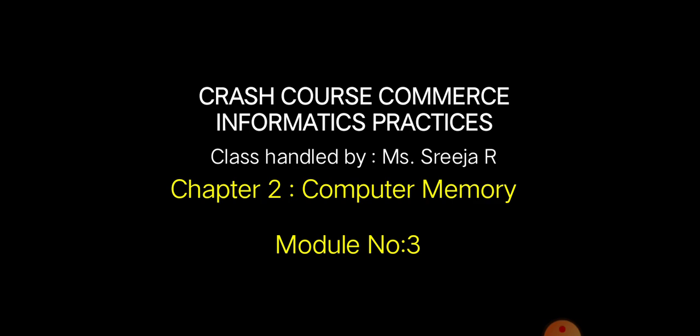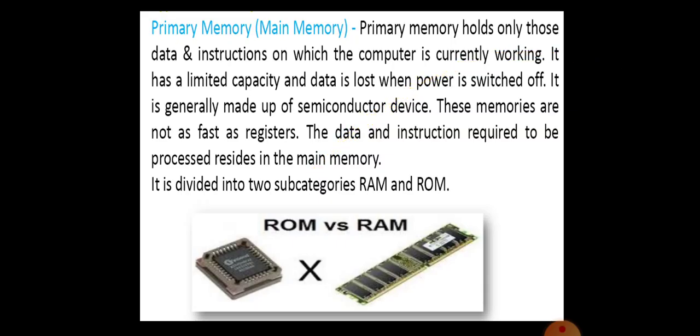In this module, we are going to discuss main memory and its types. Main memory is also known as primary memory. Primary memory holds only those data and instructions on which the computer is currently working. It has a limited capacity. That means it has only a small area to store data and instructions.